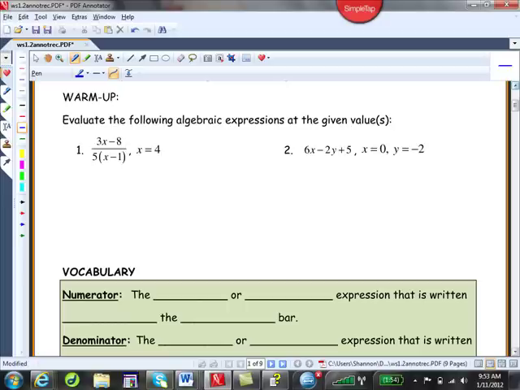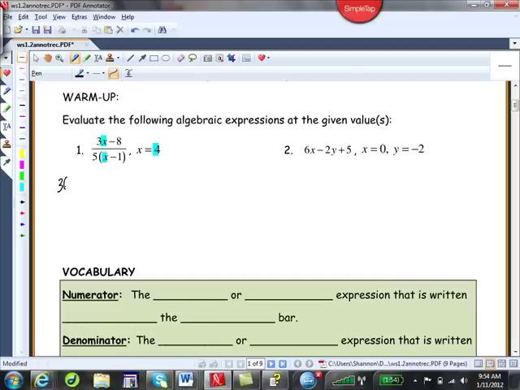So let's see how you did. We're evaluating these algebraic expressions at the given values. So in the very first one, what we want to do is wherever we see an x, we're going to be plugging in a 4. So there's an x here and an x here. Let's see how you did.